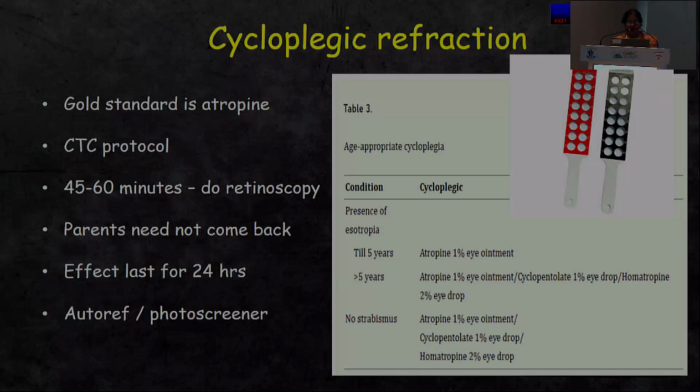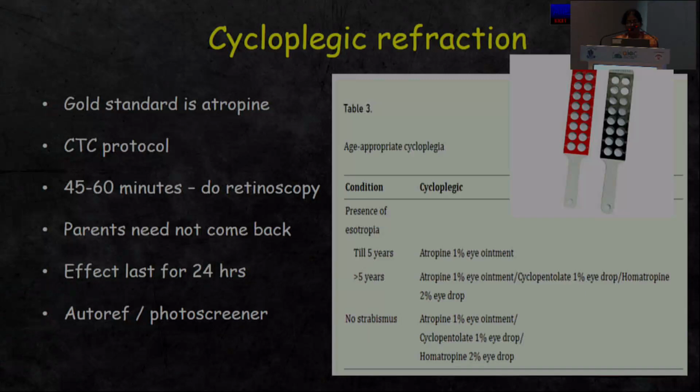The idea behind CTC is that the child need not come back again, and the effect lasts for 24 hours, so if the kid has some exam or test, the child can still go. The only side effect with cyclopentolate is that it can cause certain neurological problems. So if the baby has a history of seizures or developmental delay, one can switch to homide eye drops.